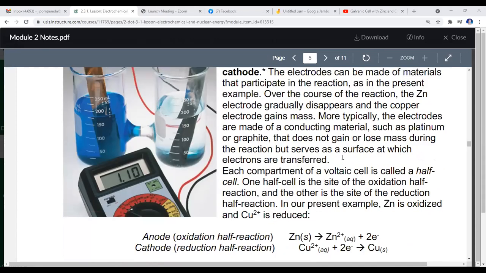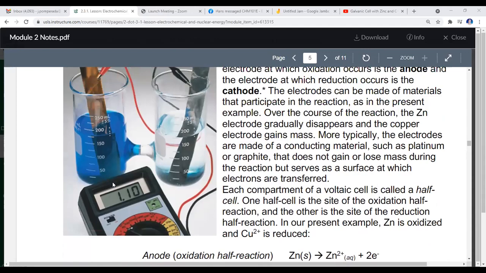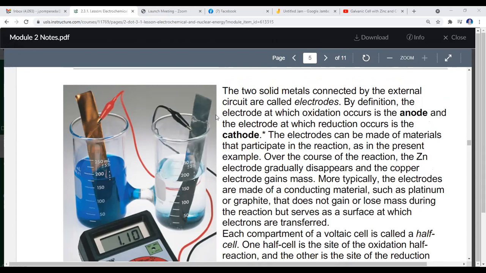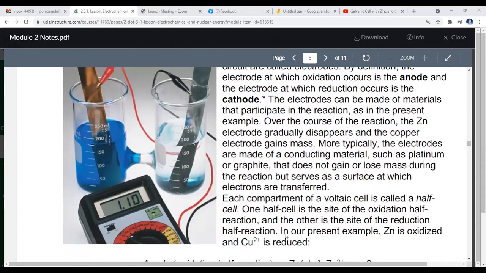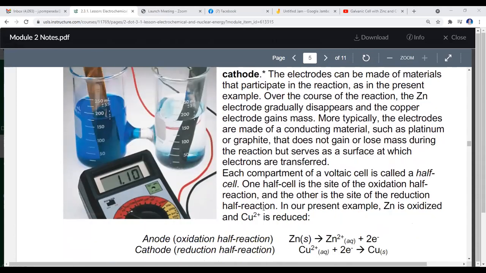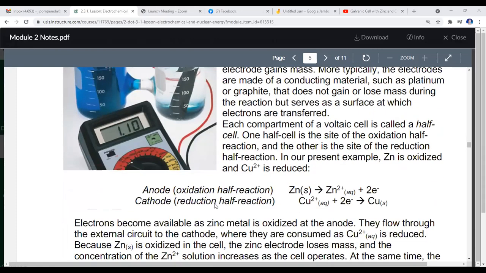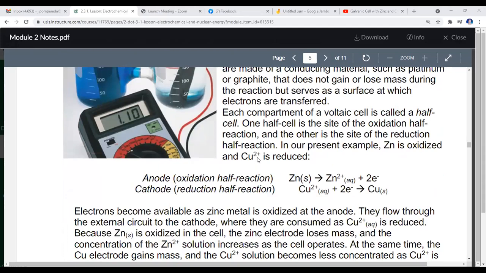Now, each compartment of a voltaic cell, this one is a voltaic cell, is called a half cell. We call this a half cell. This one is also a half cell. One half cell is the site of the oxidation half reaction, and the other is the site of the reduction half reaction. And as such, you will again have simultaneous reduction-oxidation reactions. One is being oxidized, the other one is being reduced.